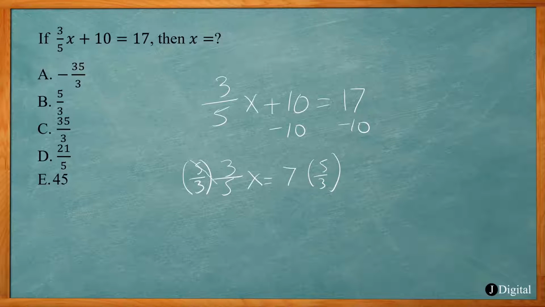Okay, that ends up 5, cancel out the 5 here for 1. 3 cancels out that 3 for 1, so 1x, or just x, is equal to, and 7 is the same as 7 over 1. Multiply the numerators together, 7 times 5 is 35. 1 times 3 is 3. So x is equal to 35 over 3.